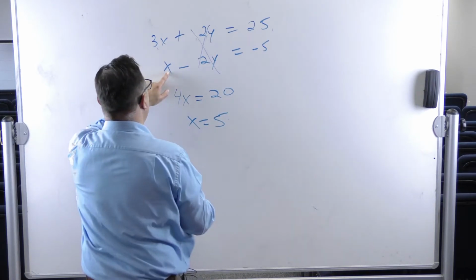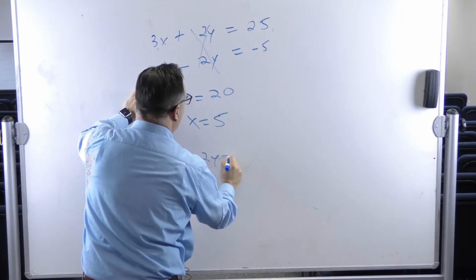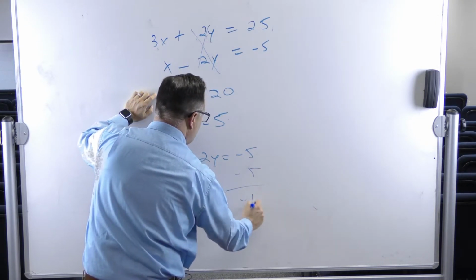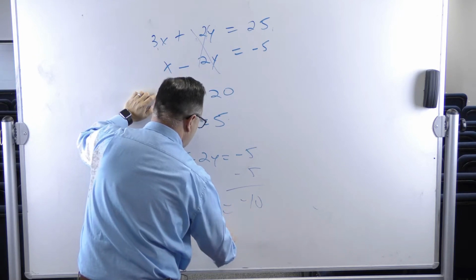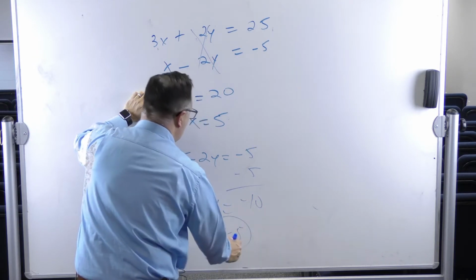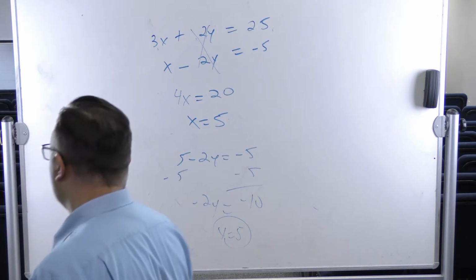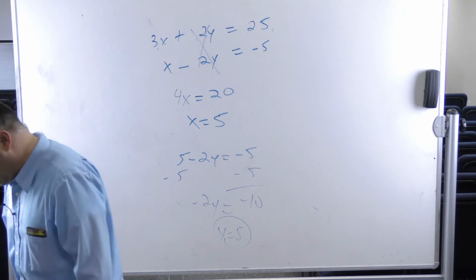If x equals 5, 5 minus 2y equals negative 5. Subtract 5, that's negative 10. Negative 2y equals negative 10, y equals a positive 5. So y equals 5 and x equals 5. Easy squeezy lemon cheesy, right? Absolutely it is.